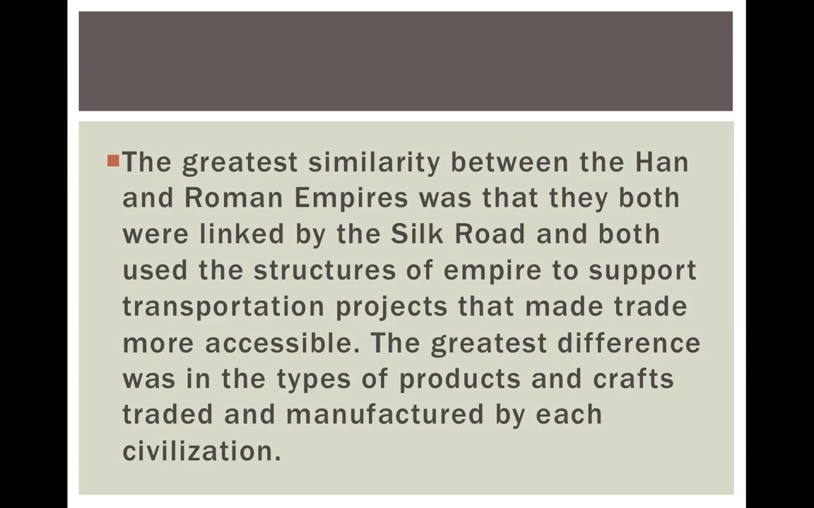Our second one. The greatest similarity between the Han and Roman empires was that they both were linked by the Silk Road and both used the structures of empire to support transportation projects that made trade more accessible. The greatest differences was the types of products and crafts traded and manufactured by each civilization. It's a good thesis. I use a wider vocabulary. I mention a difference and a similarity. It's very clear who I'm talking about, and there's multiple similarities provided for this, so more than just one. It's clear, it's long, it's more than one sentence, but it's appropriate.